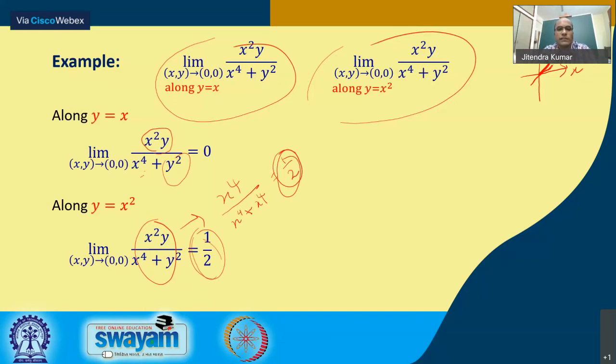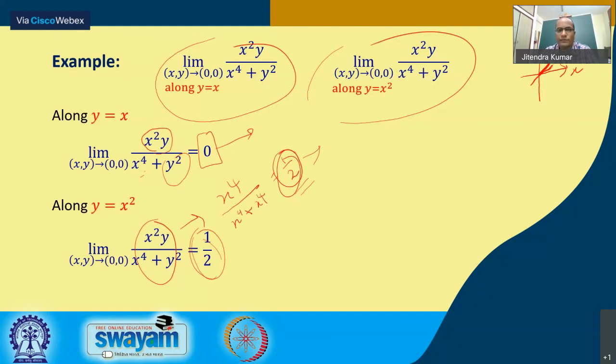So the example was very trivial, and here we could easily see that in one way the value is 0, and in another path where y is x square, the limit is 1 by 2. So the two different limits along two different paths, and we can easily conclude that the limit does not exist.